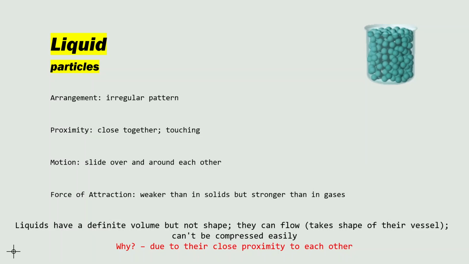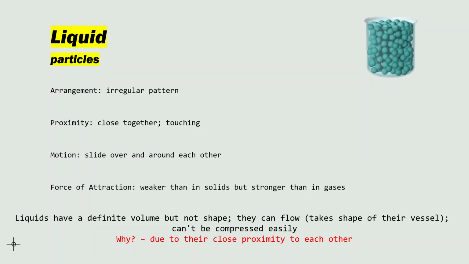The proximity, they're touching. They're very close together, just like the solid. But the motion, unlike the solid, of the particles, they slide over and around each other. And the forces of attraction of them are weaker than in solids but stronger than in gases. They just make up the in-between. Liquids have a definite volume but not a definite shape. Make sense? They can flow. They take up the shape of their vessel and they cannot be compressed easily. Why? Due to their close proximity to each other.